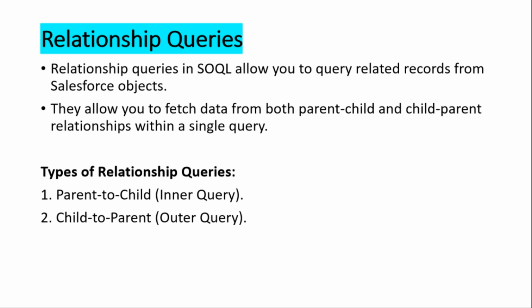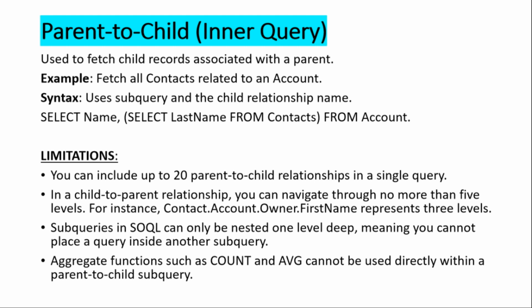We have two types of relationship queries: parent to child relationship query, also called an inner query, and child to parent relationship query, also called an outer query. Our main focus in this video is on the parent to child relationship query. It is used to fetch child records associated with a parent object. For example, fetch all contacts related to an account.